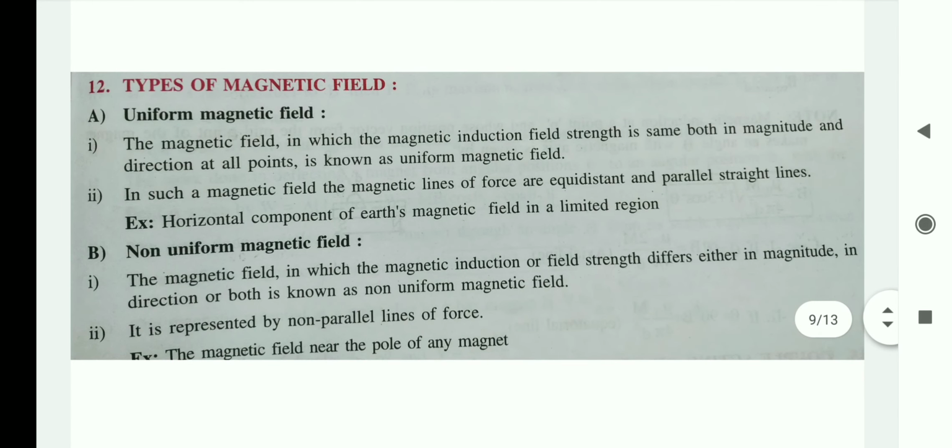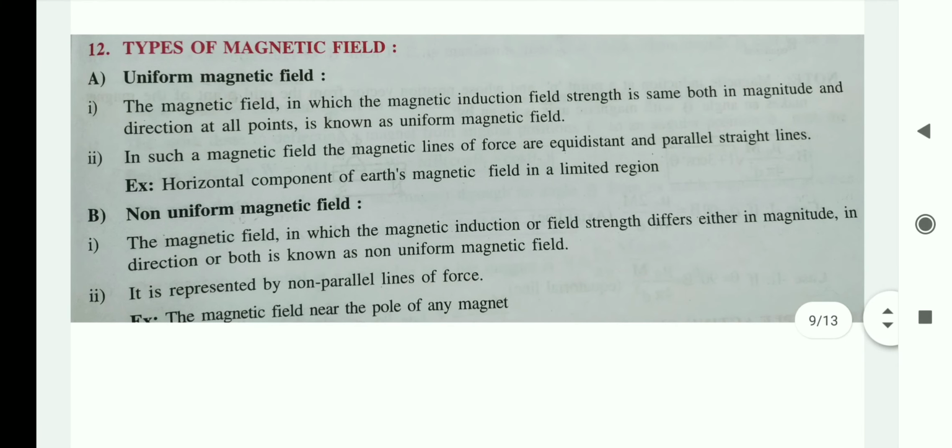Now we'll see about uniform and non-uniform fields. What is a uniform field? In a region, if the field strength is the same at any point, that means if you release a unit north pole in that space, everywhere it experiences the same force, we can say that is a uniform field. Otherwise, we can also define it using magnetic lines of force. If magnetic lines of force are parallel and equidistant like this, that represents a uniform field.